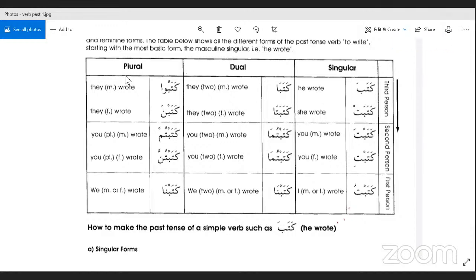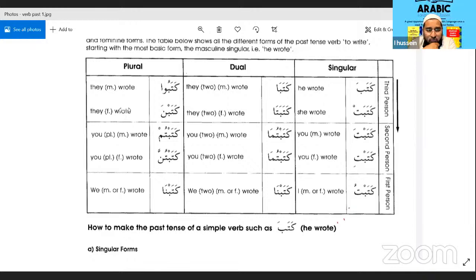Second person: fahimta, fahimtuma, fahimtum, fahimti, fahimtuma, fahimtunna. First person: fahimtu. Correct. Fahimna. Correct. Fahimtu and fahimna.